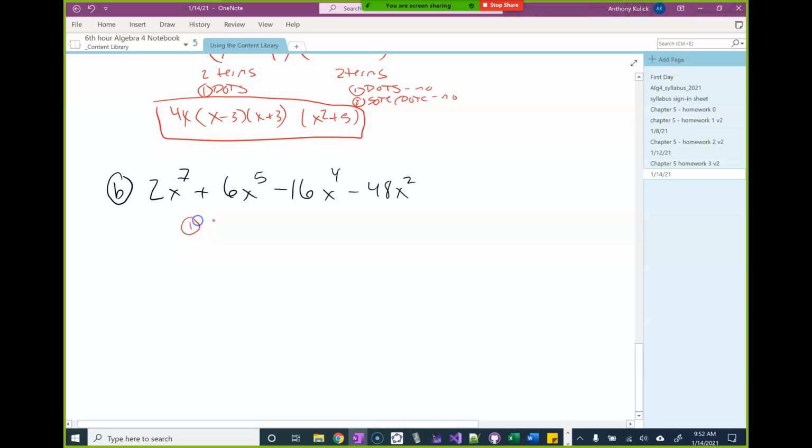Well, 2x squared, right? Because all the terms have at least an x squared in it, right? Everybody's okay with that? So when I peel that off, oops, I have this. Everybody cool?